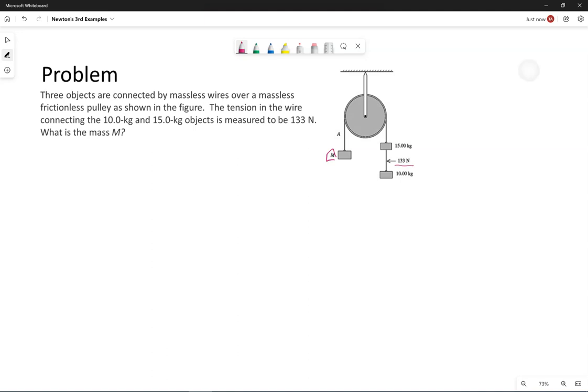I do know that the net force on any one of these individually, any one of these blocks, will equal the mass of the block times its acceleration. So we can start looking at the net force on them individually. Since I'm given this tension of 133 newtons, I'm actually going to start with this 10 kilogram mass. Because if I know its mass, I can determine the force of gravity acting on it. And then I know the tension, and so I know some forces, and that will allow me, hopefully, to calculate for acceleration.